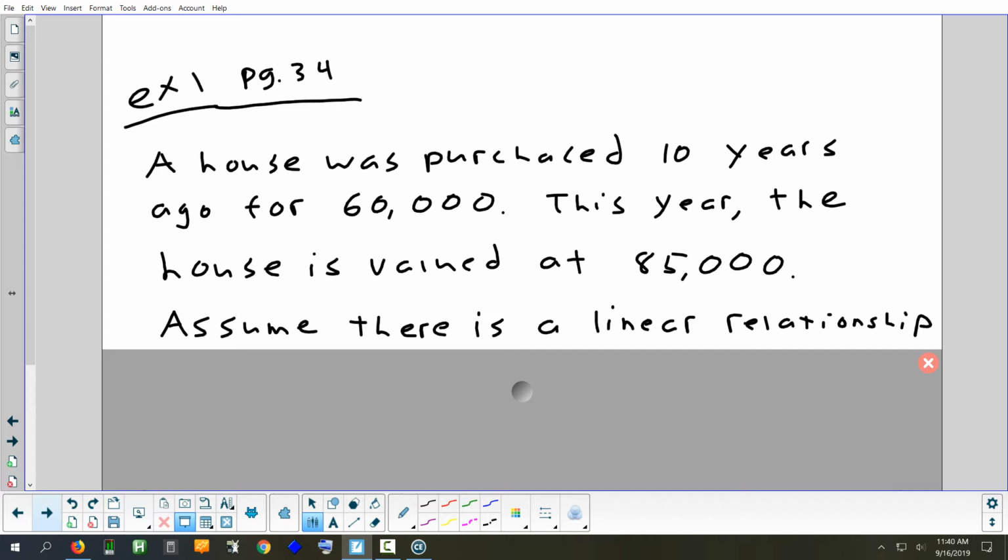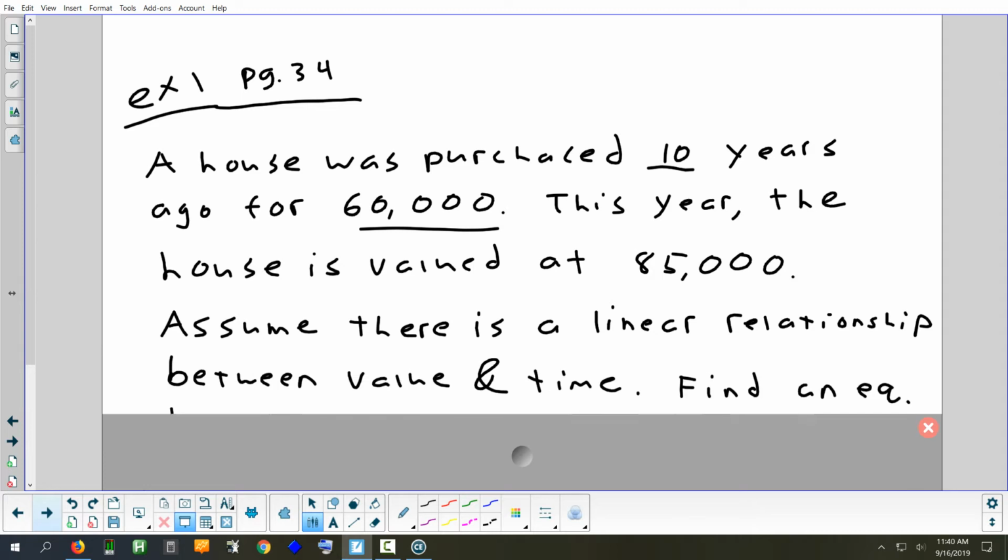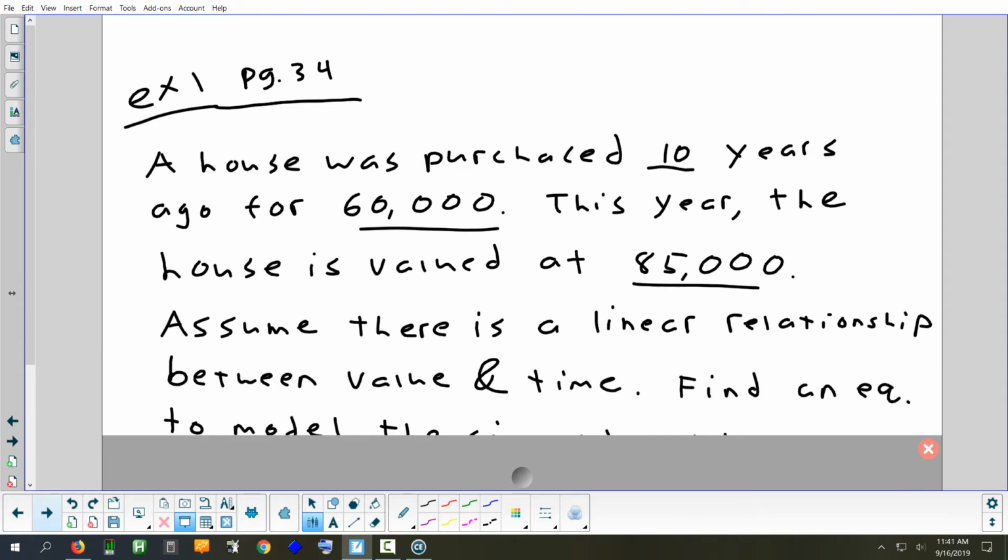All right. So for this one, what I would do is you can really abbreviate. You don't have to write down this whole problem. But the idea is that a house was purchased 10 years ago and it was worth $60,000. And then 10 years later, it was worth $85,000.